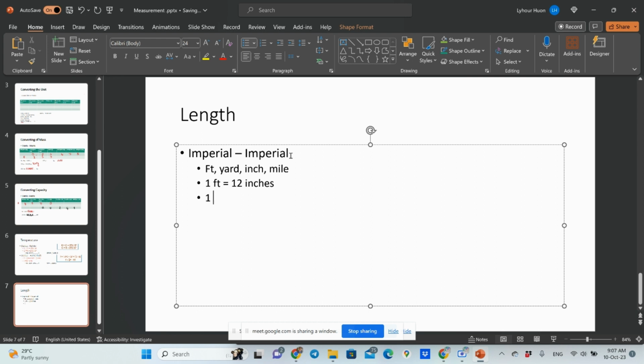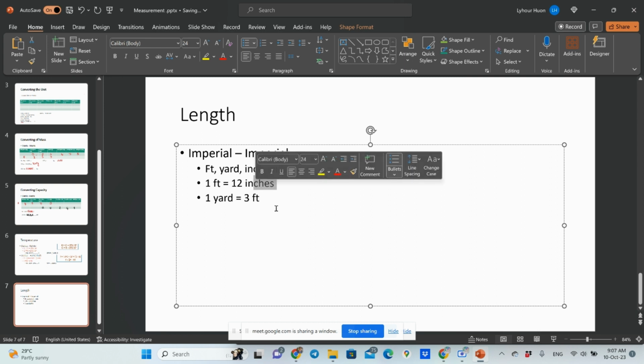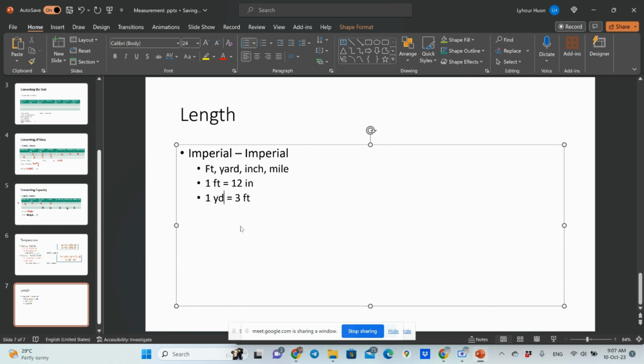And 1 yard equals 3 foot. Let's write it in short form: inch is IN, yard is YD, foot is FT. 1 mile is 1,760 foot. It looks very strange, right? 1 foot equals 12 inches, 1 yard equals 3 foot, 1 mile equals 1,760 foot. These need to be remembered.